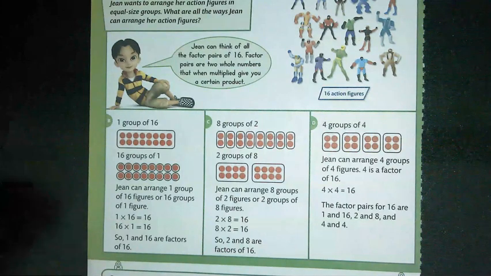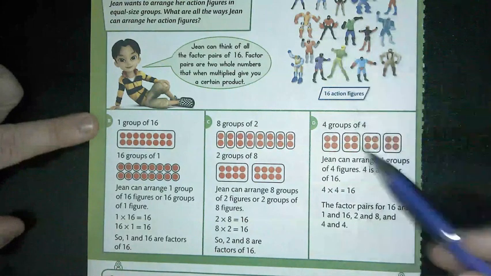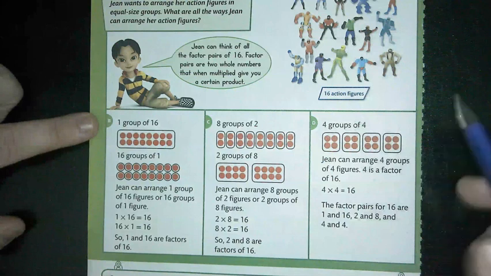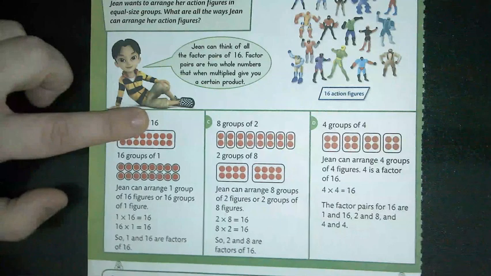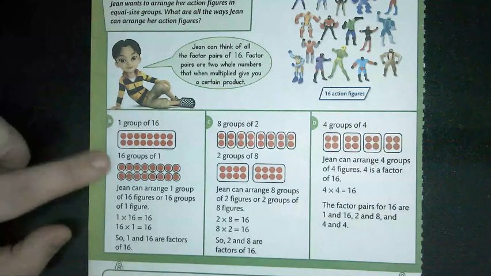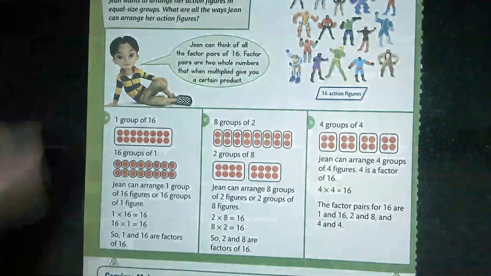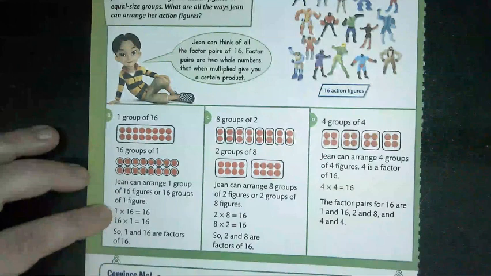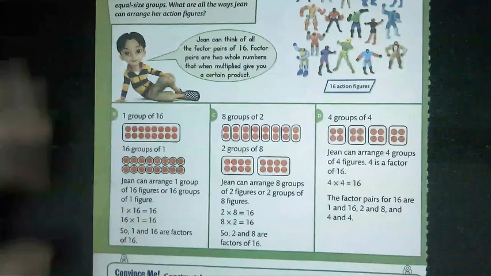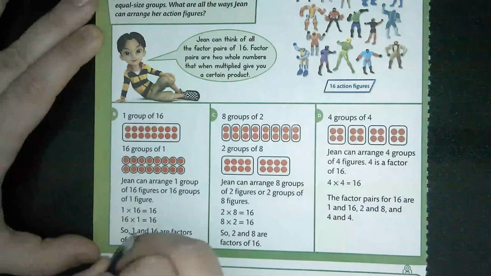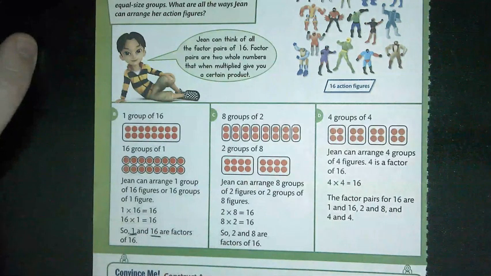For box B, it says we could take these 16 action figures and make just one big group of them. So one group of 16, or we could say we have 16 groups of one, where each action figure is its own group. Either way, we can say that as 1 times 16 equals 16, or 16 times 1 equals 16. Here's the part I want you to underline. 1 and 16 are both factors of 16. So underline those two numbers right there.